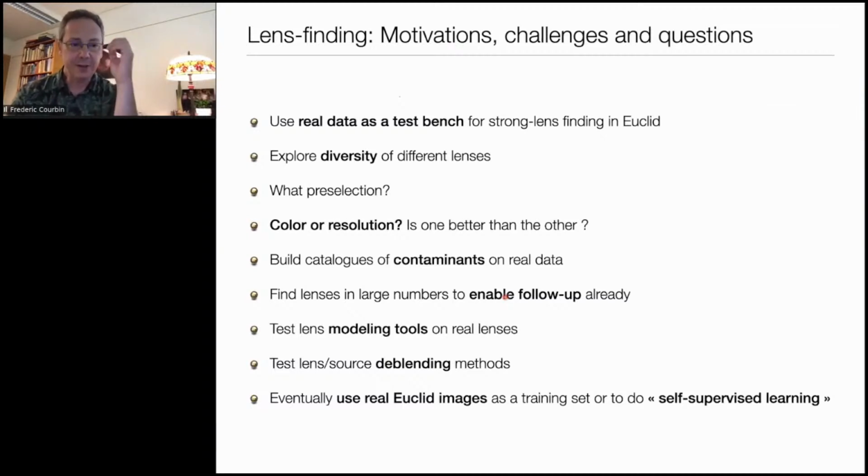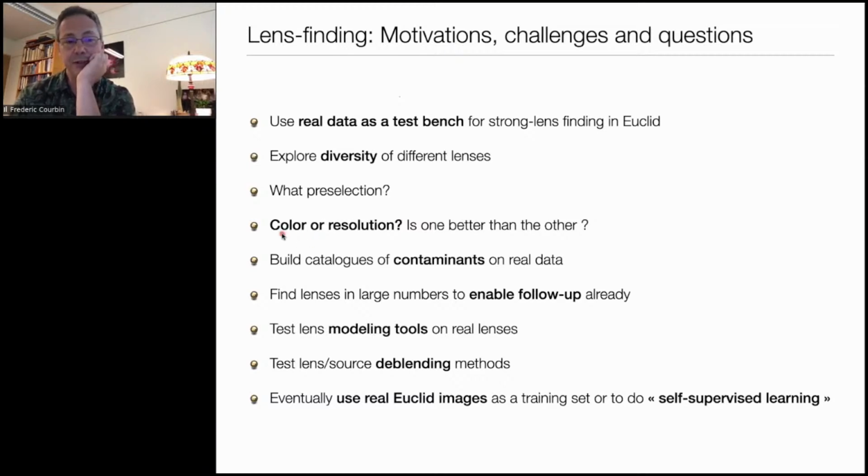So what I will show now is the results we have in Cephis and DES. Since we don't have any Euclid data yet, we use Cephis and DES as test bench to explore the diversity of lenses. We have to define what pre-selection we do. We can't inspect even with machine learning all the lenses.